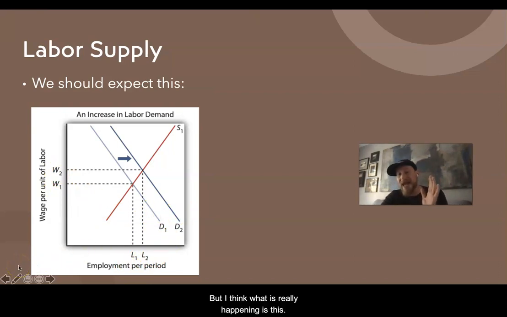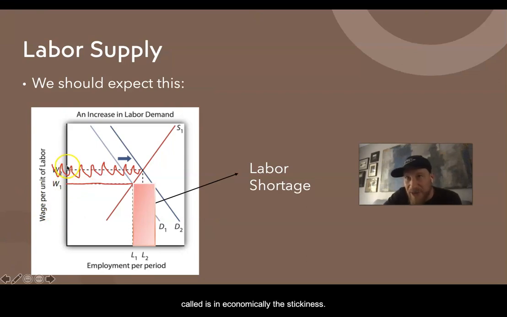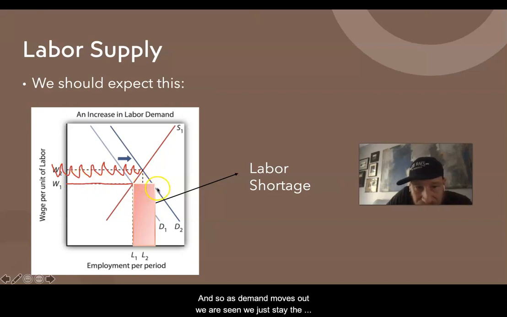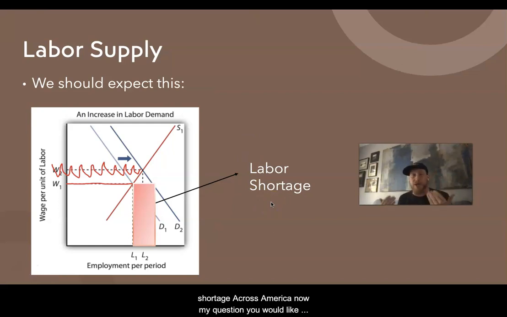But I think what is really happening is this. We are not seeing wages go up very quickly, and we call this in economics the stickiness of wages or the stickiness of prices, meaning that as changes happen quickly on the ground, sometimes things that are set in stone and have been traditionally slow to move, like wages or prices, are hard to move. They're quote unquote sticky. And because they're sticky, we are seeing wages stay the same as demand moves out. And what we are seeing here, this box, is now a labor shortage. So because of the stickiness of wages, we are seeing a shortage across America.